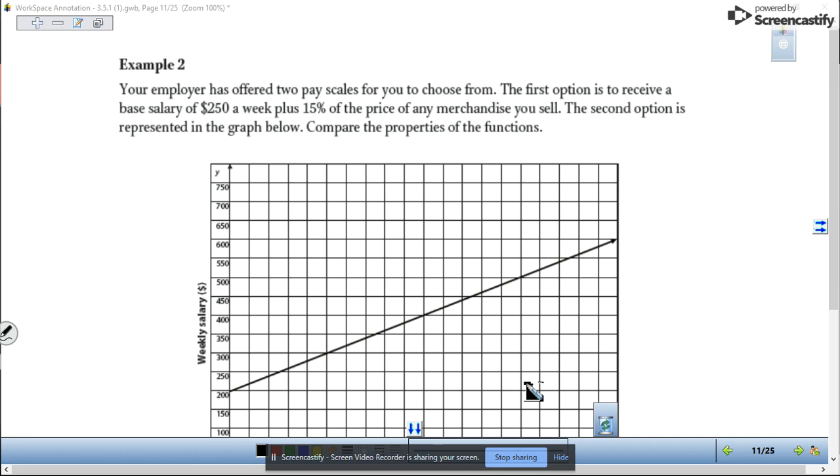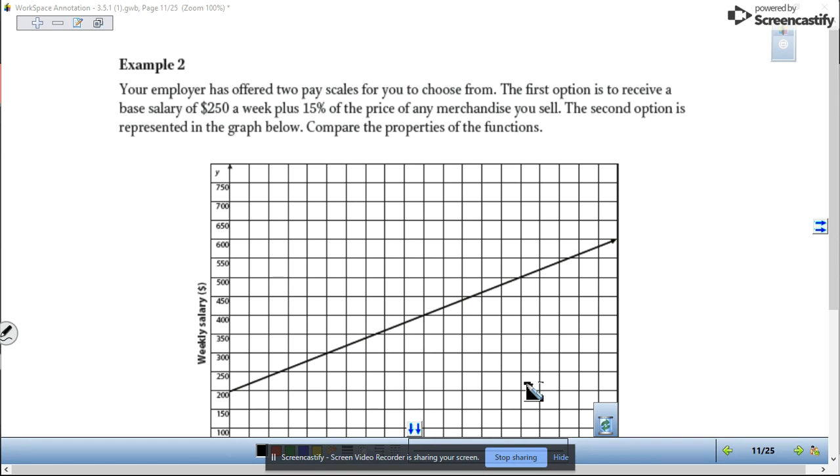Alright, here's example 2. Your employer has offered to pay you with 2 pay scales to choose from. The first option is to receive a base salary of $250 per week plus 15% of the price of all the merchandise you sell. The second option is represented by the graph. Compare the properties and functions.